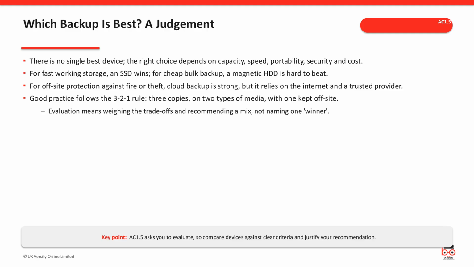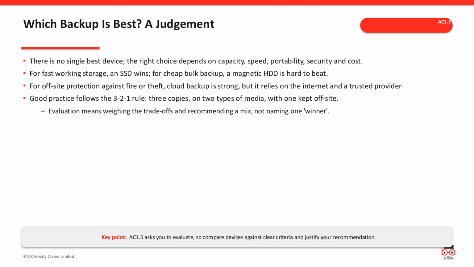So which backup is best? The honest answer is that there is not one. It depends on capacity, speed, portability, security, and cost. For fast-working storage, an SSD wins. For cheap bulk backup, a magnetic hard drive is hard to beat.